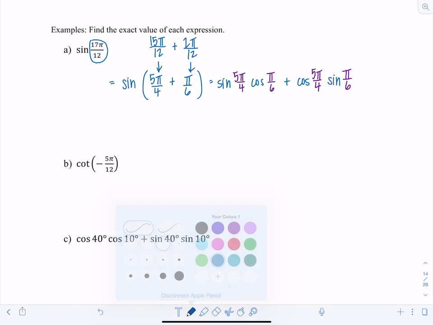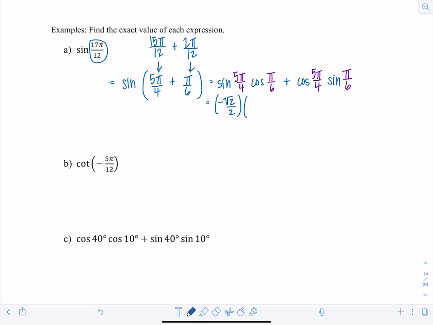All right, so now sine of 5 pi over 4, that's going to be in quadrant 3, so that's negative rad 2 over 2. Cosine of pi over 6, that's rad 3 over 2, plus cosine of 5 pi over 4 is also negative rad 2 over 2, and sine of pi over 6 is 1/2. And then from here, we're just going to multiply.